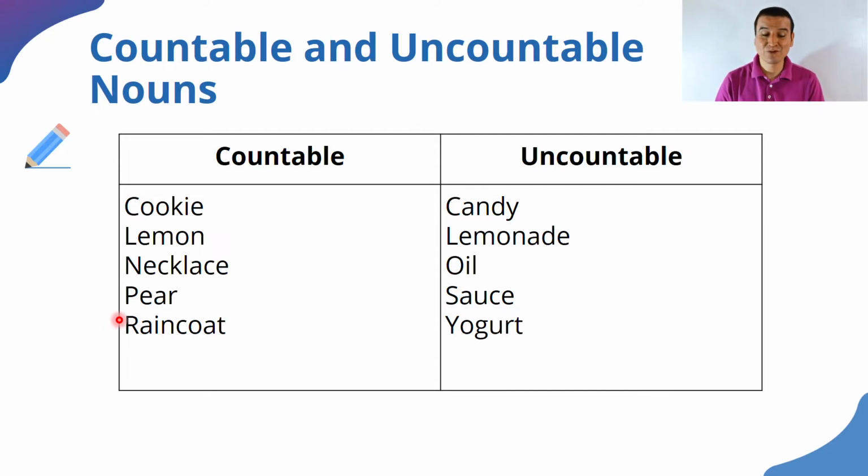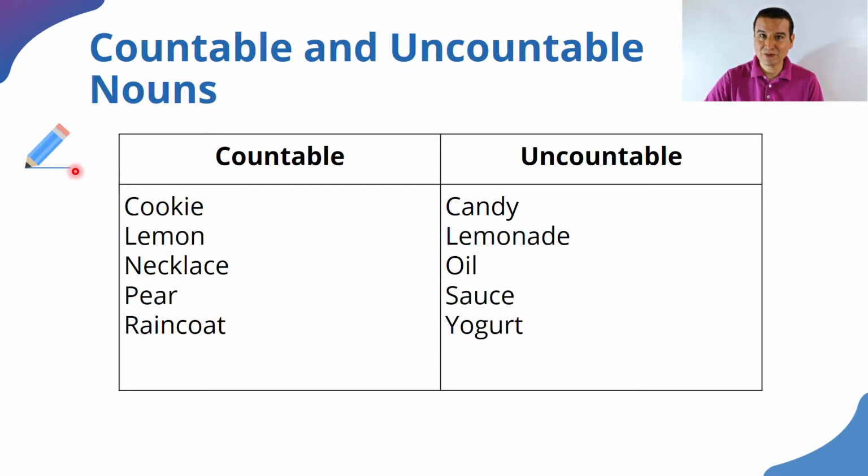Next, of course, the remaining words, which are uncountable. Candy, you can say a bag of candy. Lemonade, you can say a glass of lemonade. Oil, a spoonful of oil. Sauce, a cup of sauce or a spoonful of sauce. And yogurt, yes, a jar of yogurt, a glass of yogurt, a cup, etc.